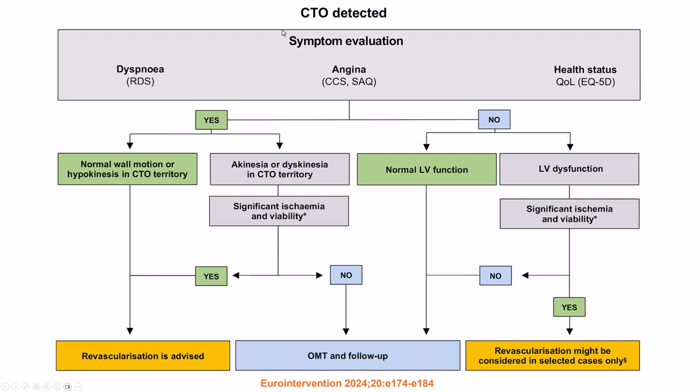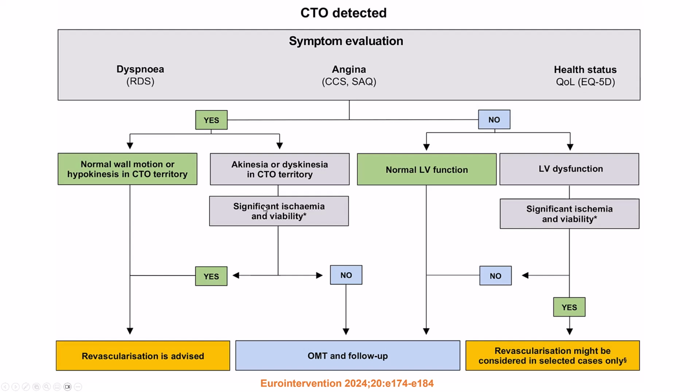So what to do for this patient? This is from a recent consensus document from EAPCI, showing that for patients, the key determinant about the need or not of revascularization is their baseline symptomatic status. If they have dyspnea or angina, then the next question is about their function, and if they have normal function, then revascularization is advanced. However, in our patient, there was akinesis of the anterior wall and the apex.